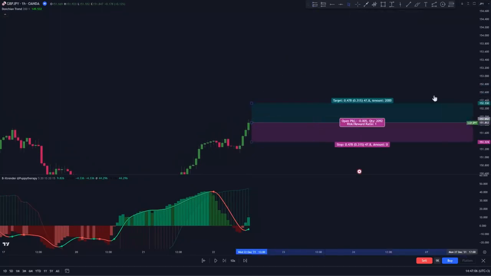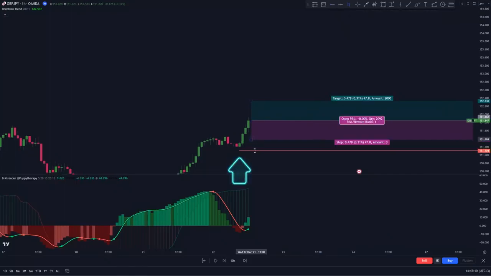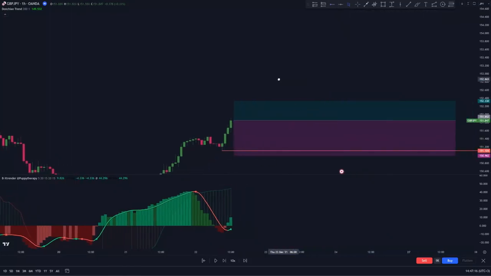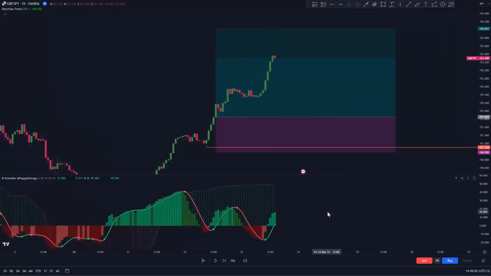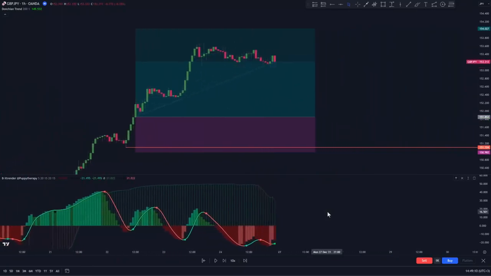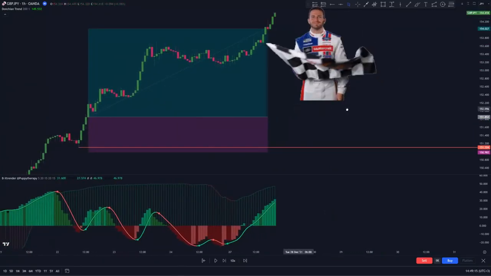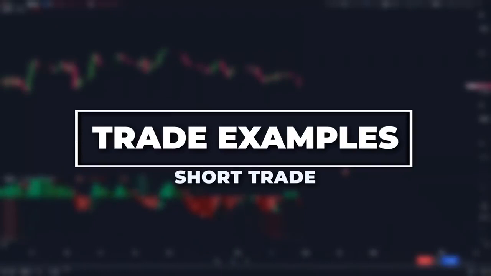The stop loss is gonna be set below the most recent swing low, and for the take profit, we're gonna set it at 2.5 times the risk. We let the trade run and take profit. For short trades, we're just going to reverse all the conditions.